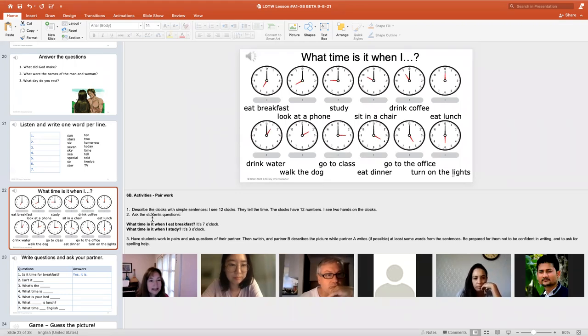This lesson was on telling time. So we're going to start out by describing the clocks with simple sentences. So I can just say, I see 12 clocks. They have different times. And then we're going to model by asking questions. What time is it when I eat breakfast? Prakash, what time is it when I eat breakfast?